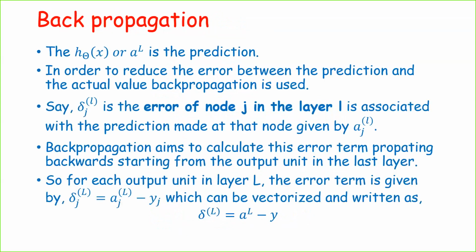Is it clear, the forward propagation? Starting from the input layer, going through a series of layers, finally getting the output. The output that you're getting is h theta of x or AL. That is the prediction. Okay. So in order to reduce the error between the prediction and the actual value, we use the backpropagation algorithm. So once you go to the last layer, compute the error. Error is what? The difference between actual and the predicted.